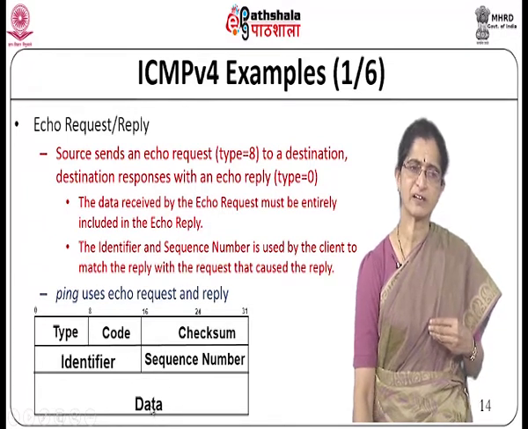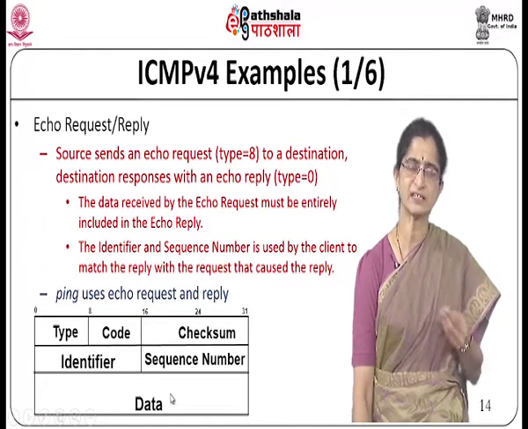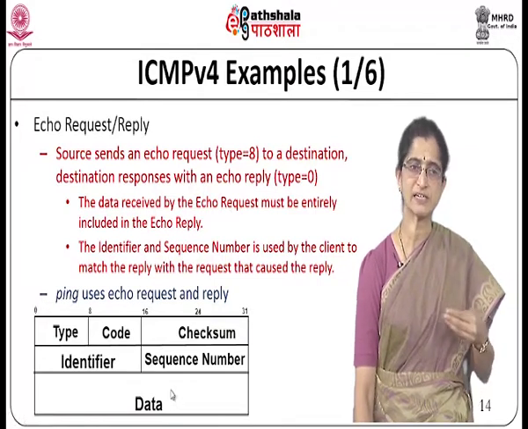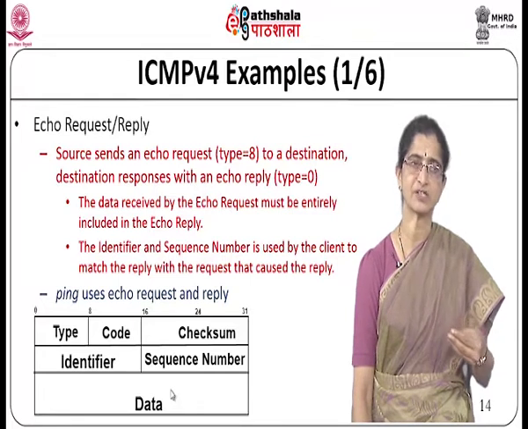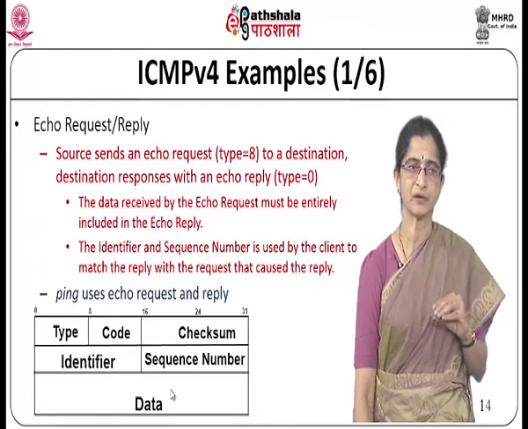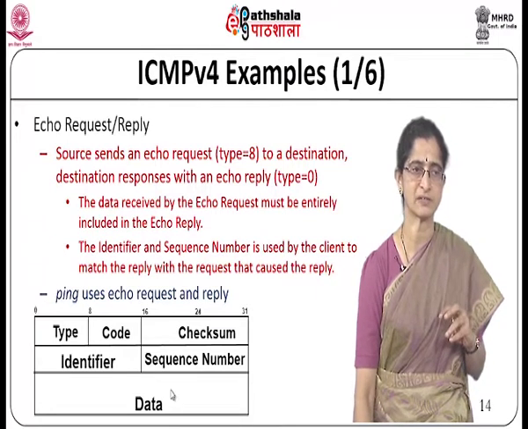Any data could be specified here, and this data also will be replied back, will be echoed back. This again is basically to check that the end machine is able to extract this information, process it and send it back. So, this is how echo request and reply messages are specified.